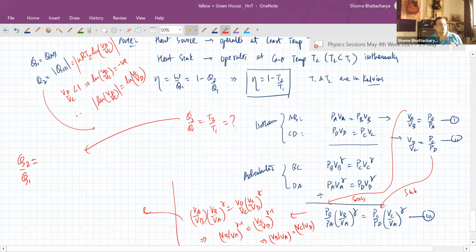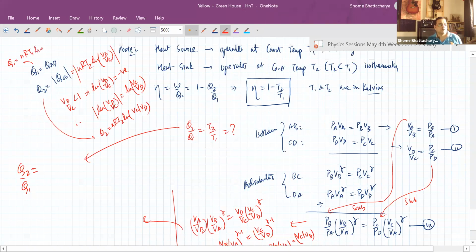So therefore, Q2 can be written as nRT2 ln of VC by VD, and likewise Q1 can be written as nRT1 ln of VB by VA. Okay, so now Q2 by Q1, this thing that we are trying to prove.